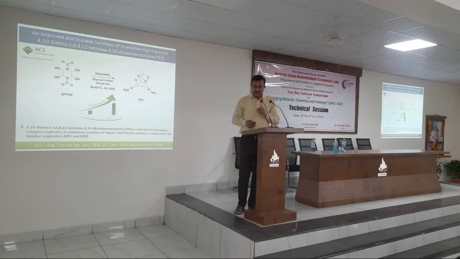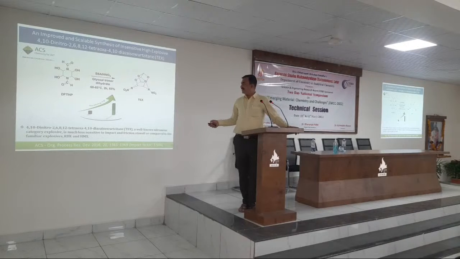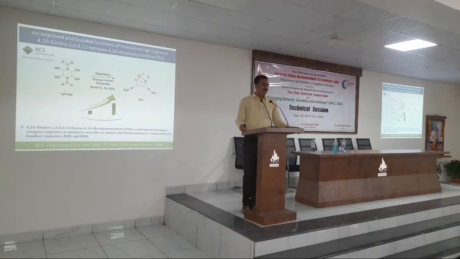So see, don't bother about the structures and all that. Chemistry is very simple. This is silica sulfuric acid and this is nitric acid. The role of nitric acid is as a nitrating agent. Nitric acid is just supported on the silica, so it becomes a solid nitrating agent, and that is used to nitrate this compound.